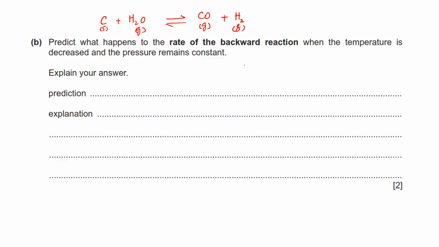So when the temperature is decreased, what happens? A decrease in temperature results in particles having less average kinetic energy, which causes fewer effective collisions or reactions to take place. So basically, if the temperature is decreased, the rate of backward reaction also decreases. So simply, the rate of backward reaction decreases.